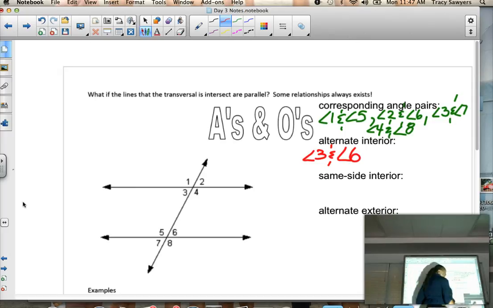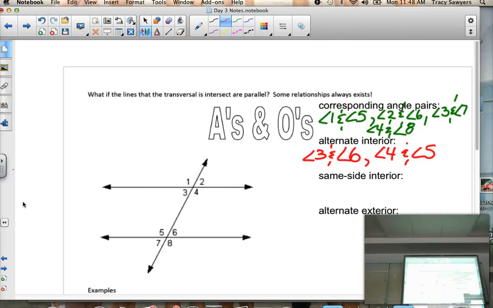All right, Kelvin, do you see how the angle 3 and angle 6 are alternate? They're on opposite sides of the transversal. And you see how they're interiors? So tell me the other one. 4, 5. Thank you. Angle 4 and angle 5, because by the end of the year, you all are going to be speaking geometry language to us.